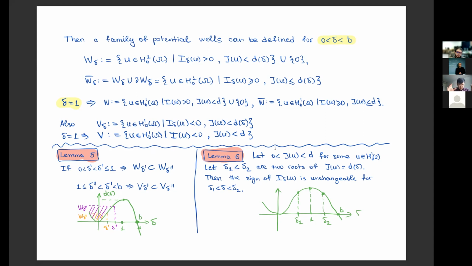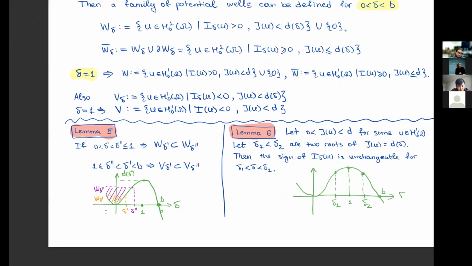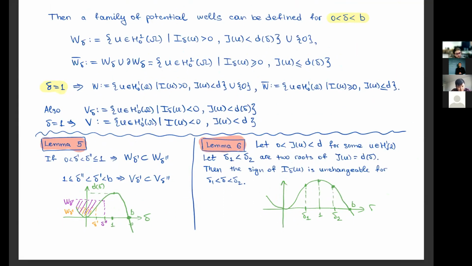By using the previous lemmas, we can prove lemma 5. It says that if delta prime and delta double prime are in this region, then the potential well W delta prime is embedded in this form. And otherwise, if we are in this interval, then we have it for V. We can see from here that W with delta double prime is embedded in this smaller one. So we can see it by visualization too.